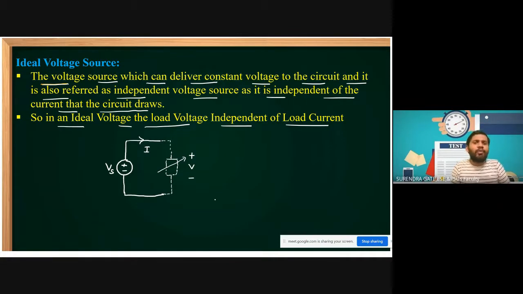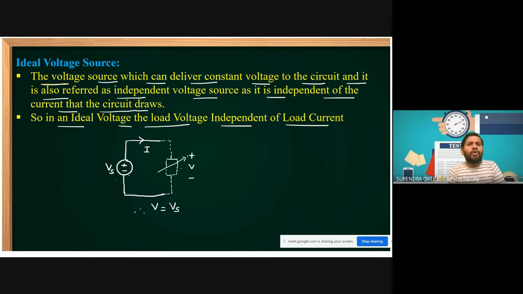In the case of an ideal voltage source, V is always equal to Vs, whatever the current flowing. That means the voltage across the load is independent of the current. This voltage source always supplies a constant voltage to the load. What is that constant voltage, friends? Vs. At any instant of time, in the case of an ideal voltage source, the load voltage is always Vs.